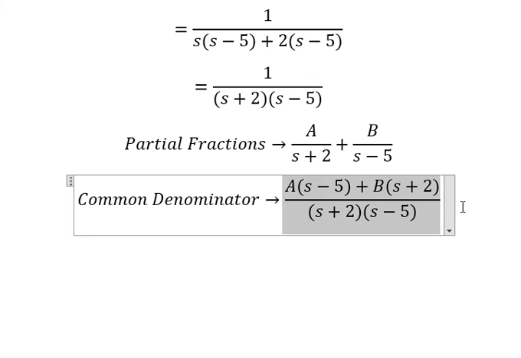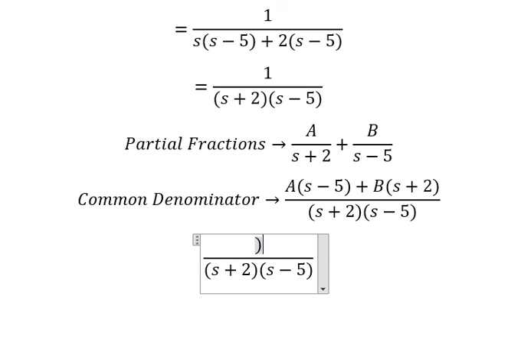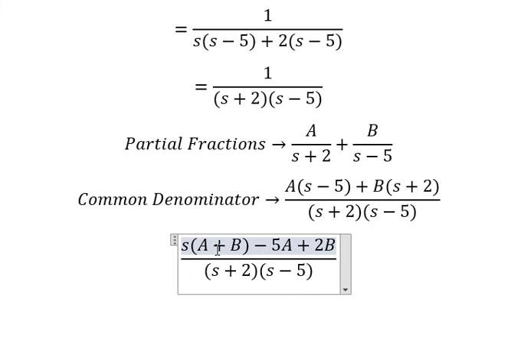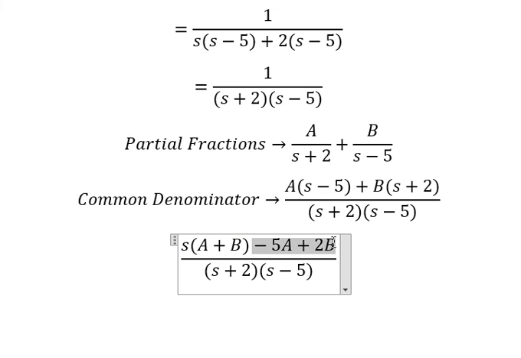Now we need to expand. So this one we have h multiplied by a plus b. And this one we have negative 5a plus 2b. Now we need to compare coefficients. About h, we don't have h, so this one equals number 0. We have number 1, so this one equals number 1.